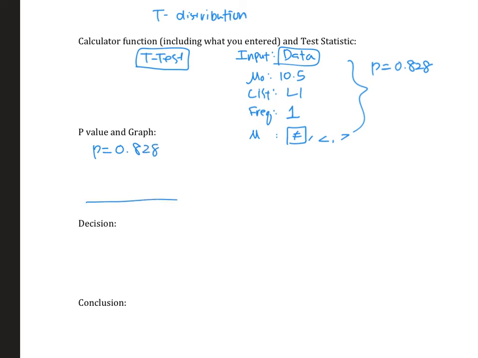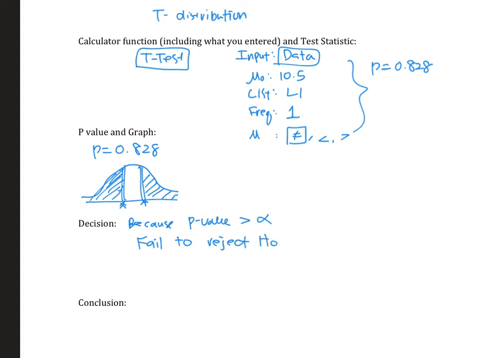So the p-value is 0.828. What that means is our sample covers about 80%. There are two tails, so either our sample is here, so it's not something unusual. Something unusual would be way out in the tail. So my decision is, because the p-value is way bigger than alpha, our sample is not unusual. Again, I fail to reject, because it's not unusual. So I fail to reject H naught.